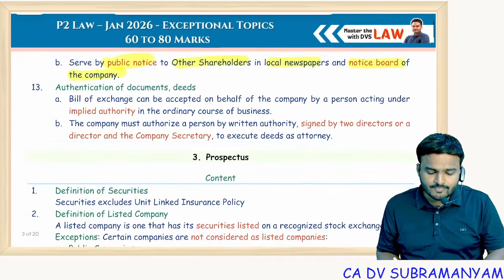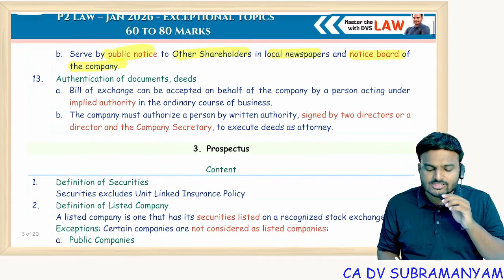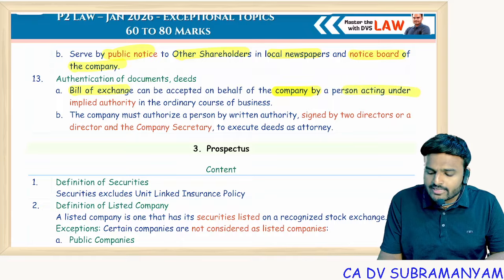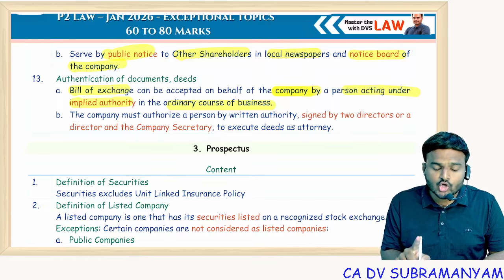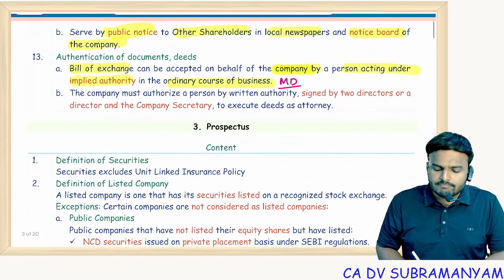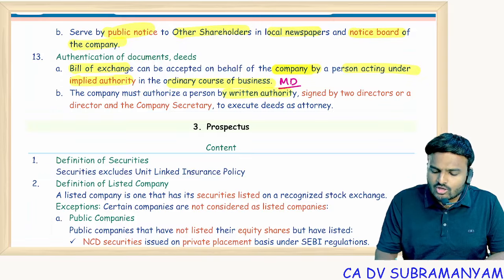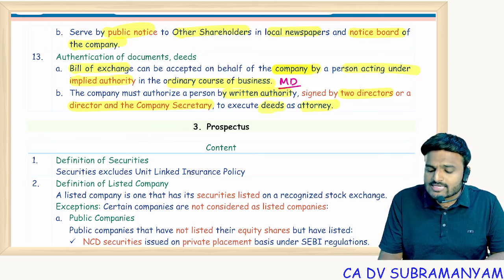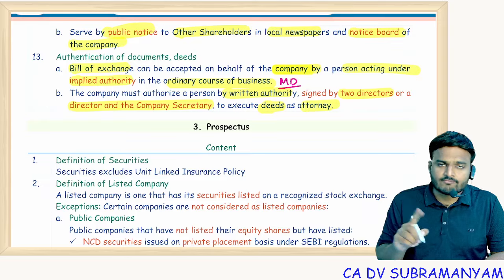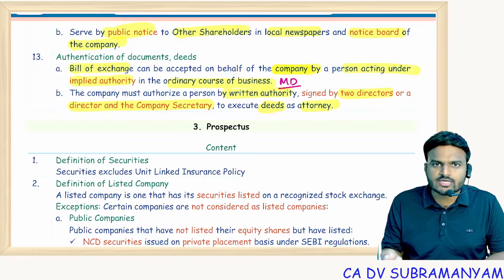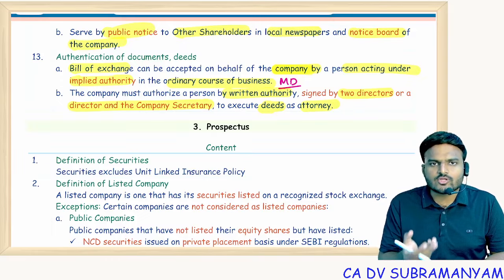Clear? Authentication of documents, deeds, section 22. Bills of exchange can be accepted on behalf of the company by a person acting under implied authority in the ordinary course of business. Implied authority, remember, the managing director has implied authority to accept bills of exchange. The company must authorize a person by written authority signed by either 2 directors or 1 director and 1 CS to execute deeds as attorney. If a common seal is there, along with the signature, affix the common seal.